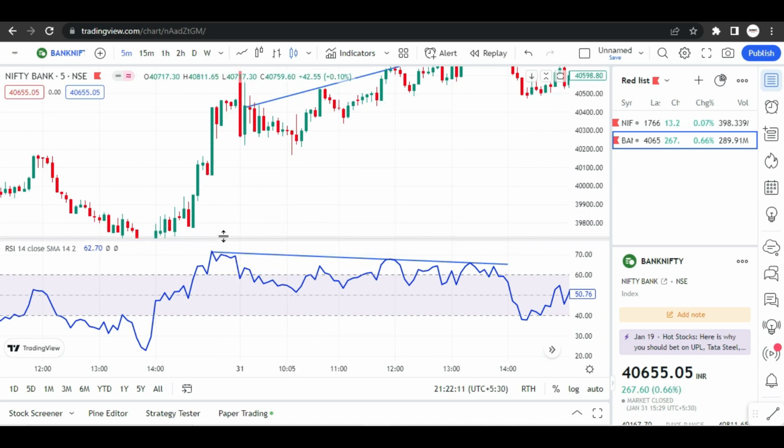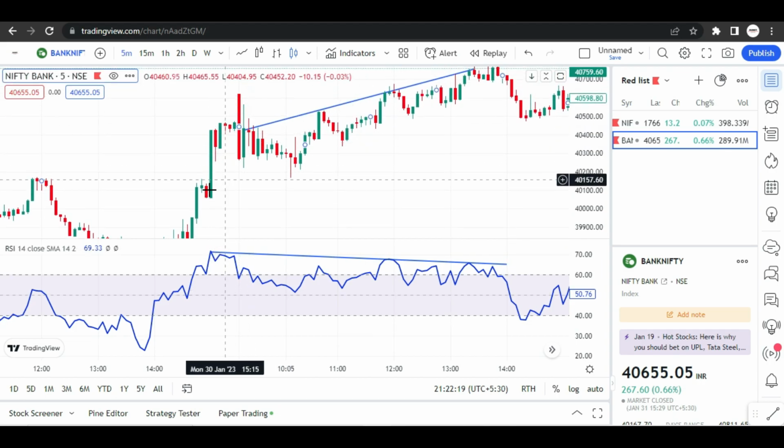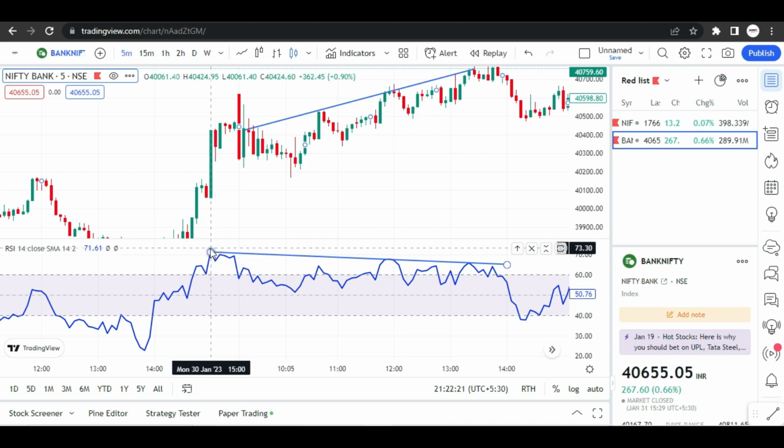Generally people like to short sell. This is overvalued. The price is highly overvalued, so people like to book their profit. You can also book your profit, or you can look for a reverse trade here. You can look for short entries.